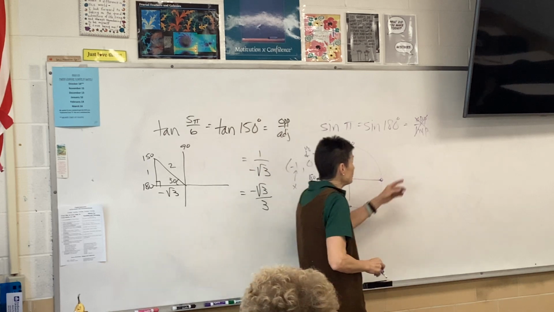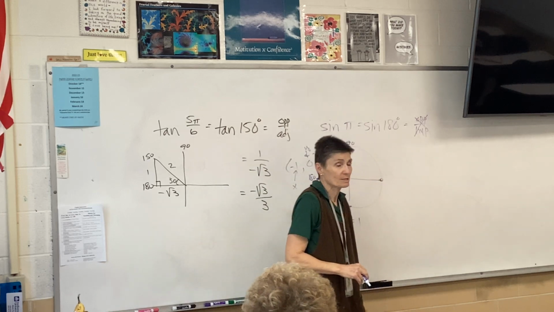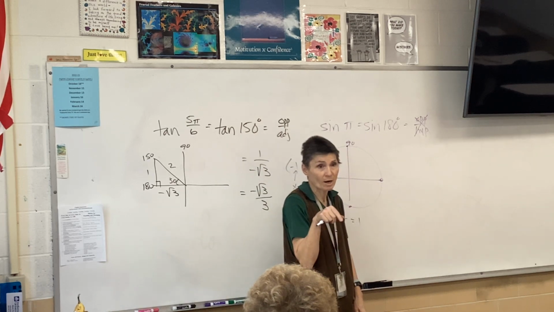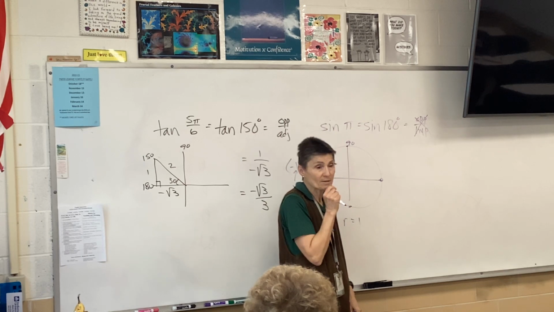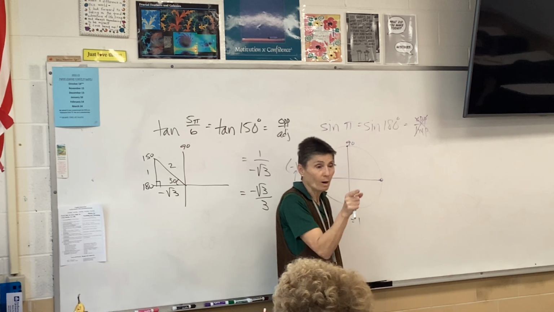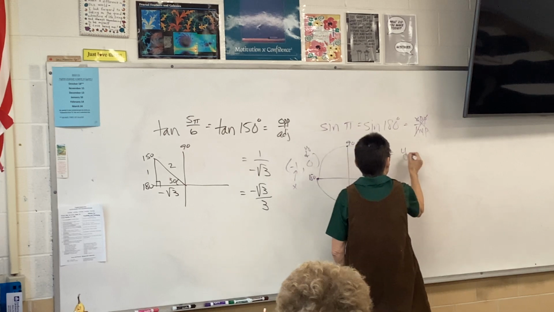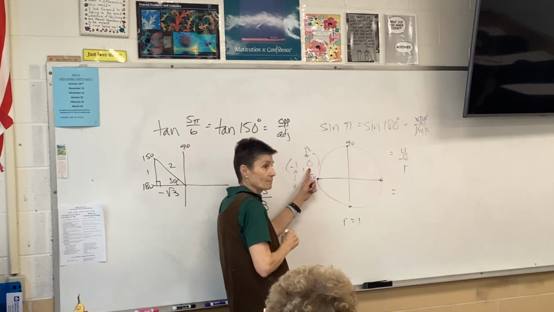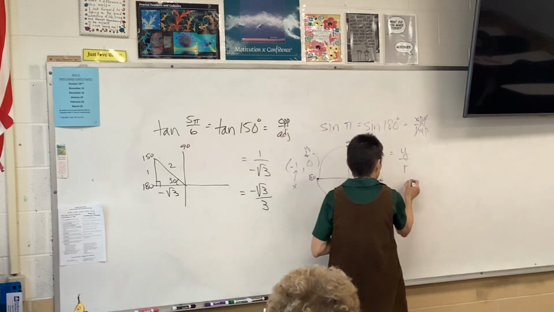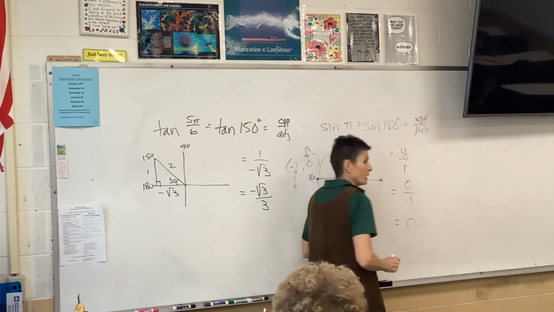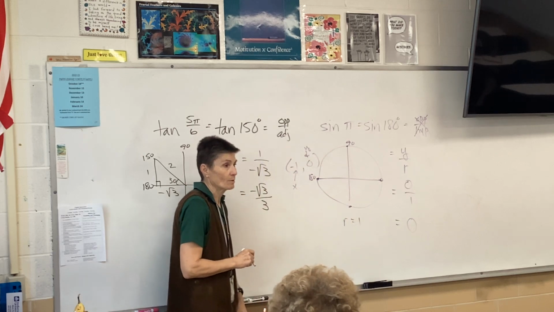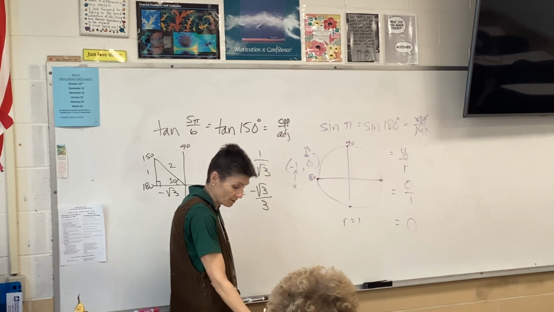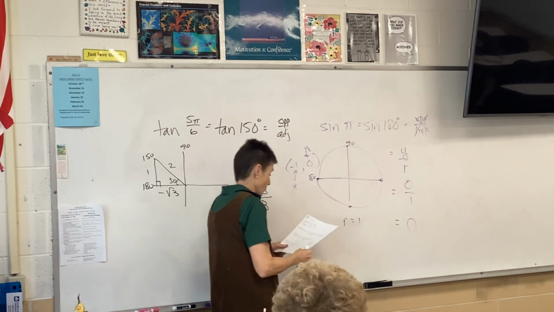Now, I can't do opposite over hypotenuse, because I only do that if I have a triangle. What do I do when I'm in the circle? Y over r. Y over r. What's my y? 0. And 0 over 1 is just 0. So the answer to that question is 0.